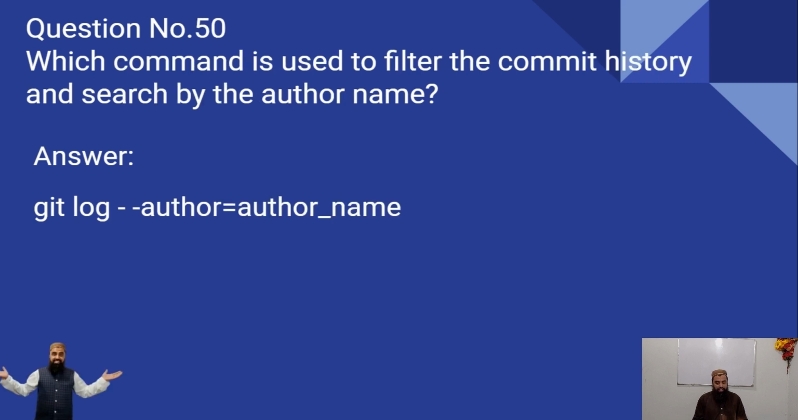Last question, guys, and it is which command is used to filter the commit history and search by the author name. Okay, someone was working on some specific task and he made some changes. I want to see what those changes were made by that specific author. Then I can use git log --author=author's name. Like in our git commands lecture, we have used DevOps fella or DevOps girl or DevOps Molvi as author name to find the author in our commit logs. So that is the command git log --author=the author name.